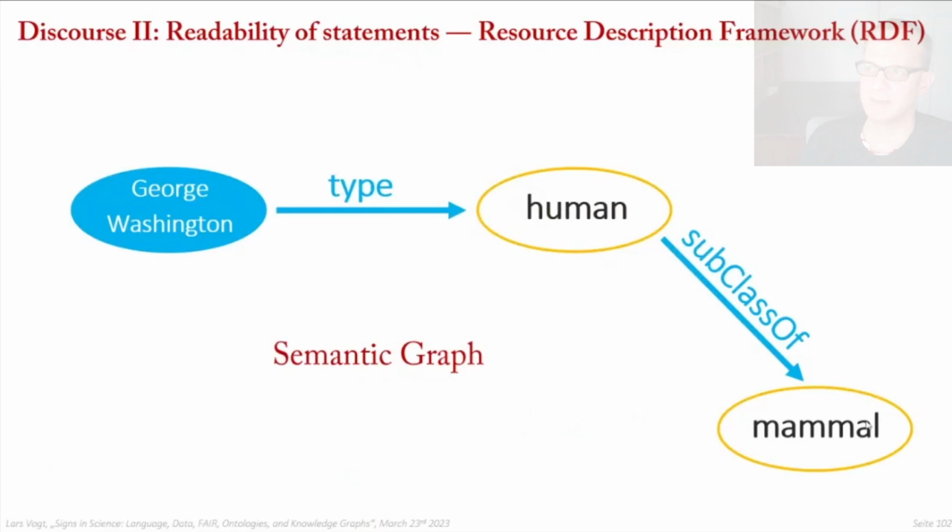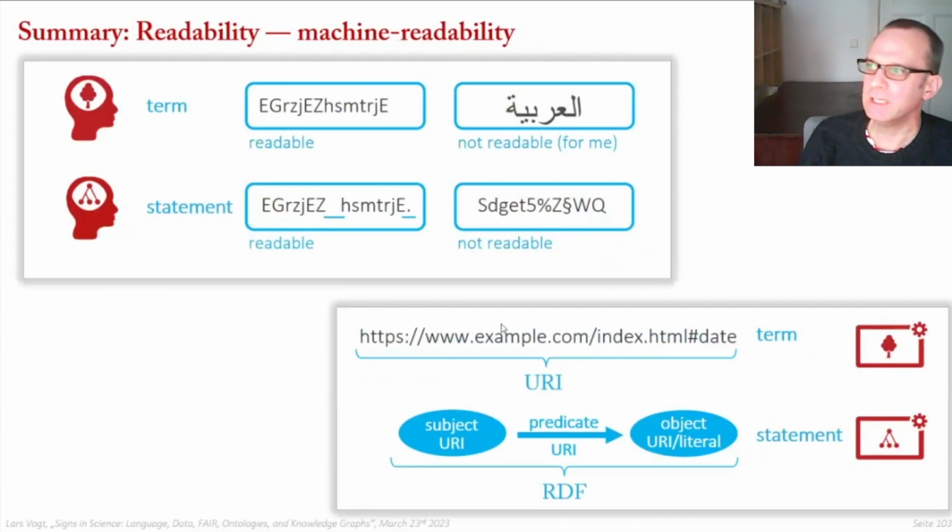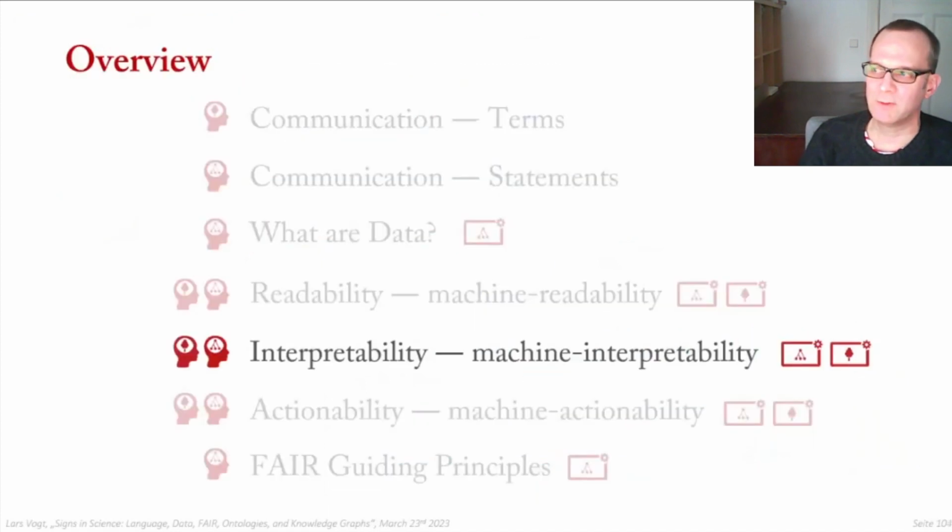So that's basically the same statement as we've seen before. Here I just used the, we come to that, basically conventional labels for these predicates here. So we see for the readability, machine readability of terms, we need URIs, and for statements, we need RDF. And this is, as I said, in the context of ontologies and knowledge graphs. So let's have a look at what machine interpretability could mean then.